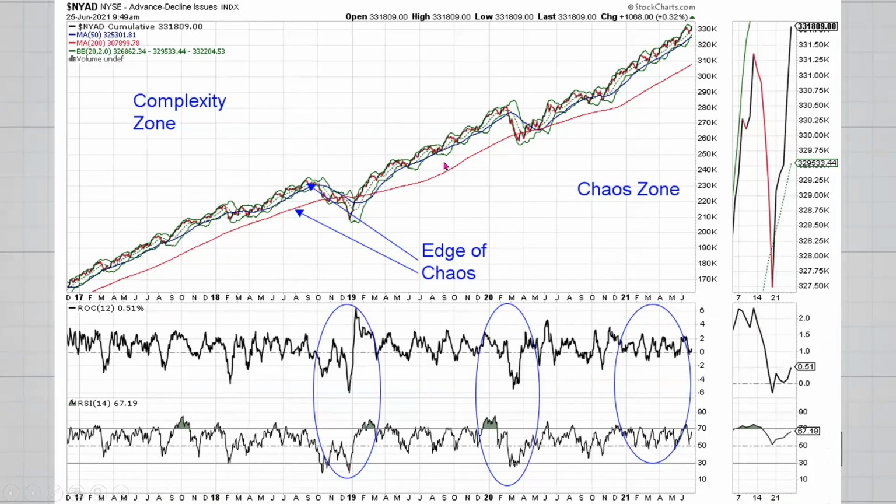Chaos zone, where things go bad. Break below the 200-day moving average on the New York Stock Exchange advance decline line and things get ugly. Break below the 50-day moving average on the New York Stock Exchange advance decline line and things can get ugly as well. Edge of chaos, that area between the 200-day and the 50-day, that's where complexity and chaos are just right to make things pop.